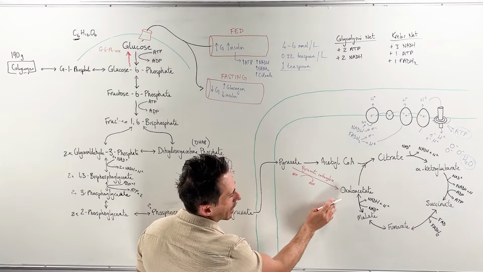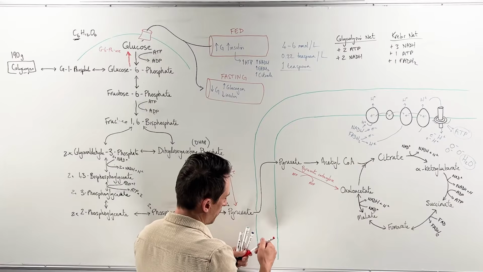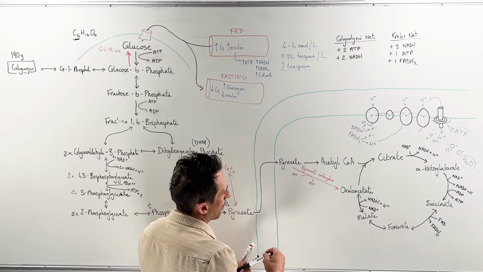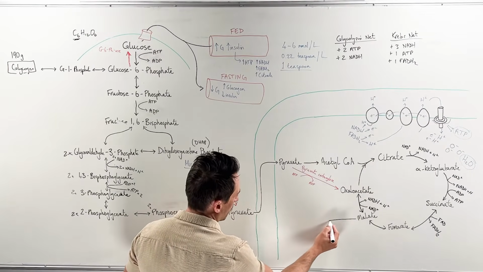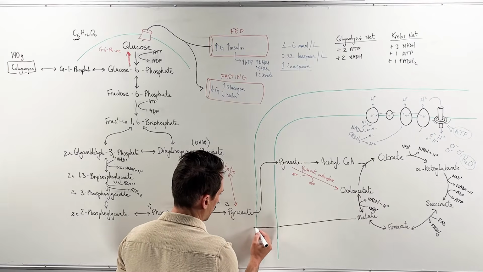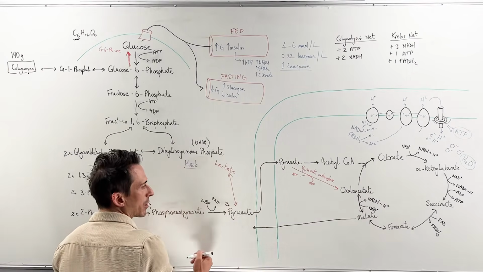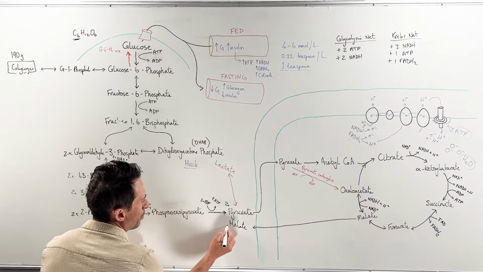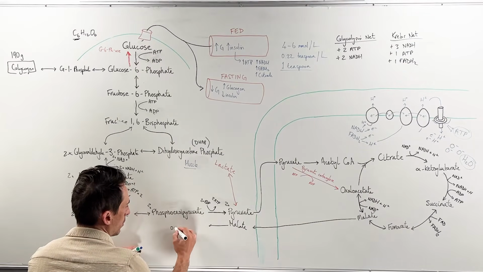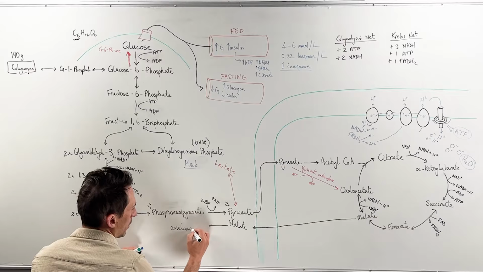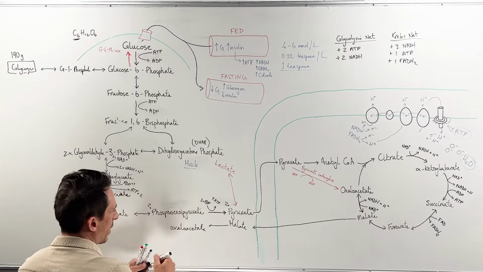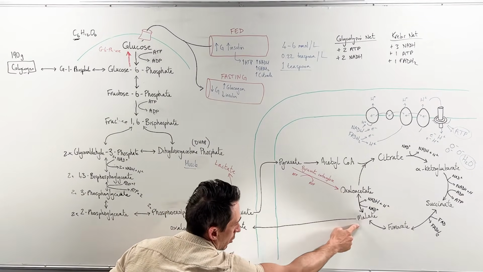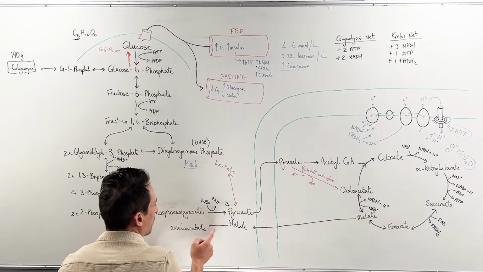Now, oxaloacetate can turn into malate. That's no problem. And what happens is malate will leave. Go back into the cytosol. And what malate will do is malate will turn back into oxaloacetate. Now, you might think, wait a minute, oxaloacetate to malate, malate back to oxaloacetate.